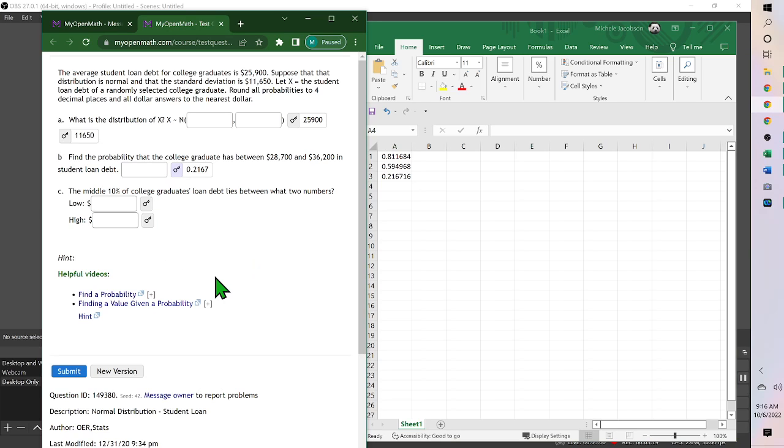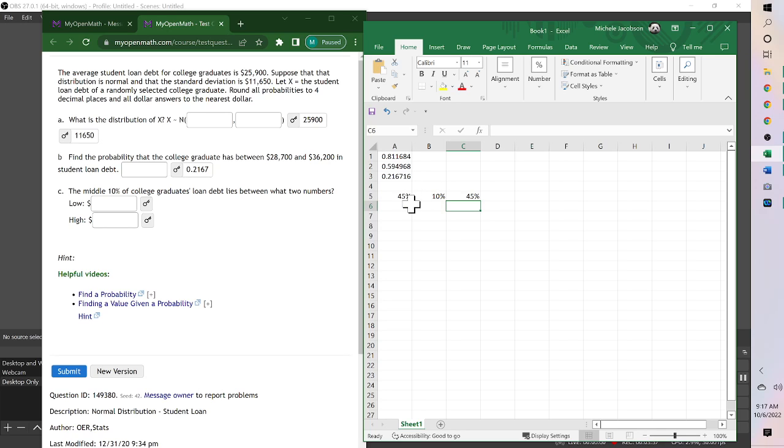For the middle 10%, that one uses the other inverse. Now, if we want the middle 10%, that means outside is 90%. But this is normal distribution, so everything's equal, which means if you take 90 divided by 2, 45% is here, and 45% is here. So the 10% in the middle is what we're looking for.